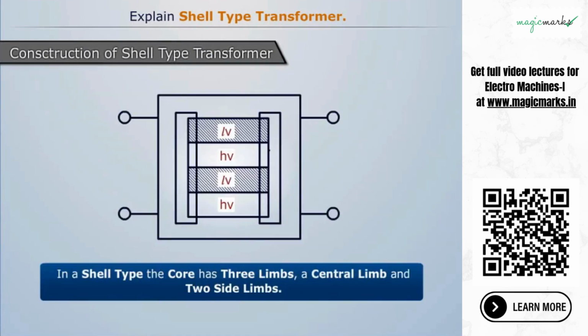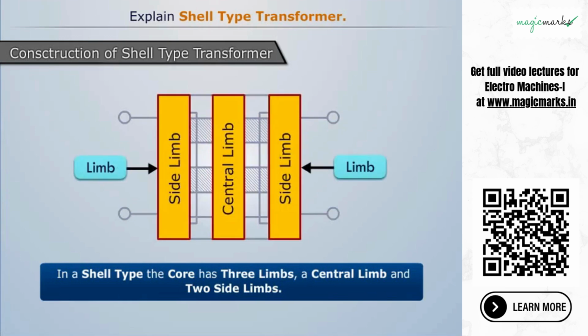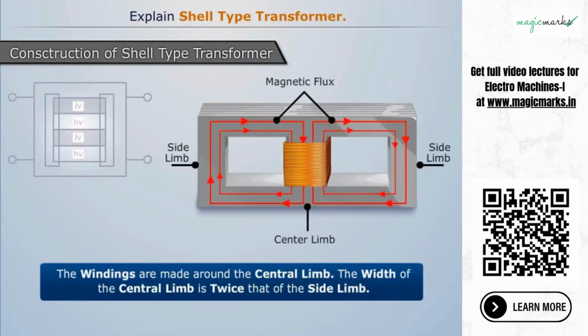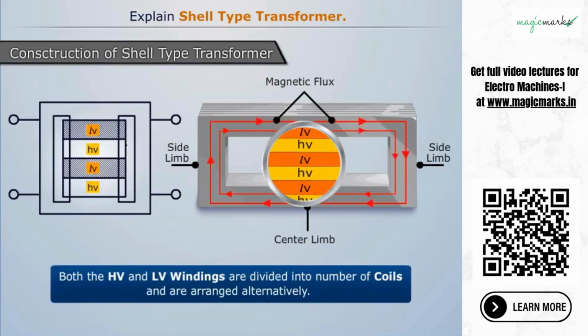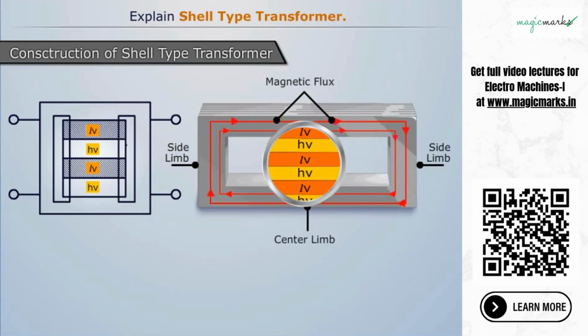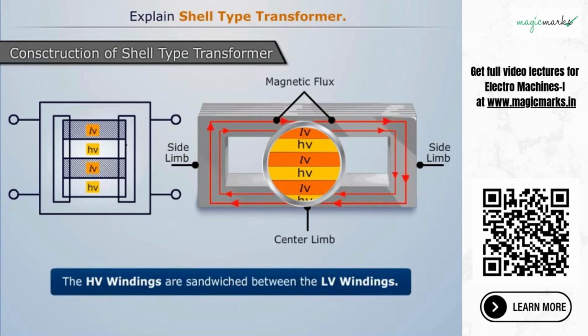Basically, in a shell type, the core has 3 limbs, a central limb and 2 side limbs. The windings are made around the central limb. The width of the central limb is twice that of the side limb. Both the HV and LV windings are divided into a number of coils and are arranged alternately. The HV windings are sandwiched between the LV windings.